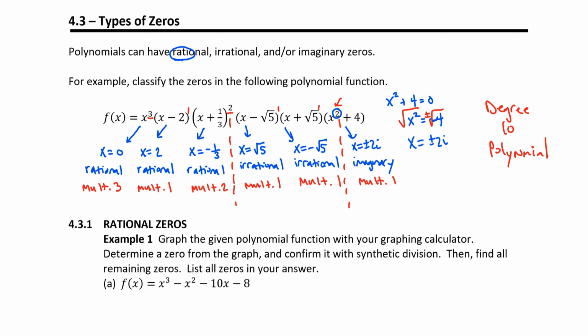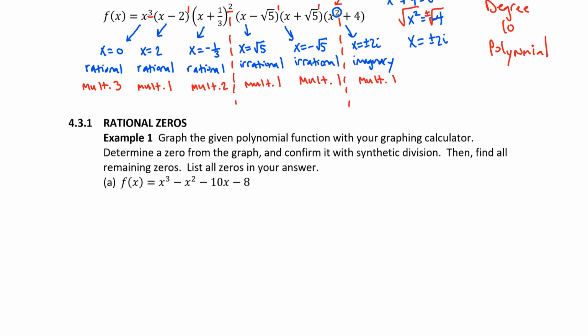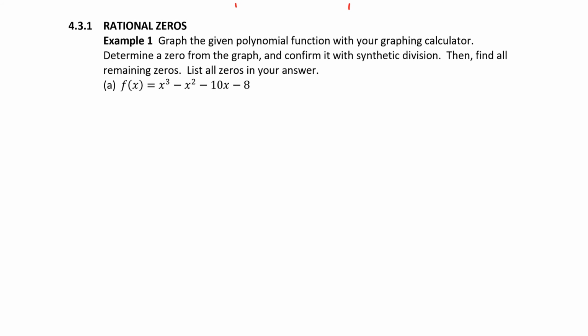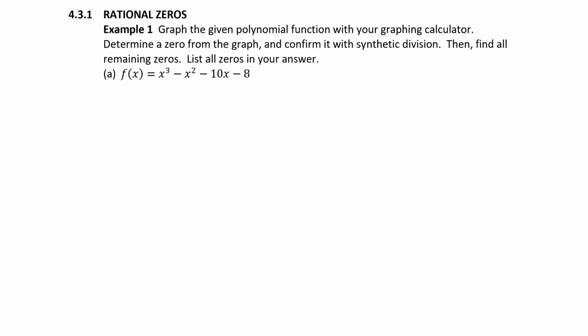When we solve a polynomial equation of higher degree, we have to keep that in mind, that there are potentially many different types of zeros. In practice, we find the easy ones first. We're going to find the rational zeros using synthetic division. We're going to reduce the polynomial down far enough to discover the irrational and imaginary zeros. So in section 4.3.1, we will focus on those rational zeros. Example 1.